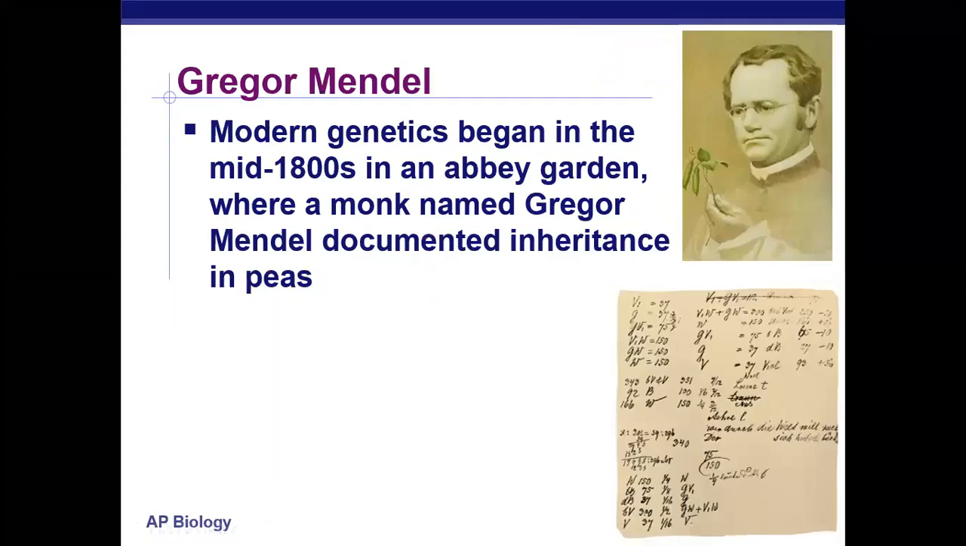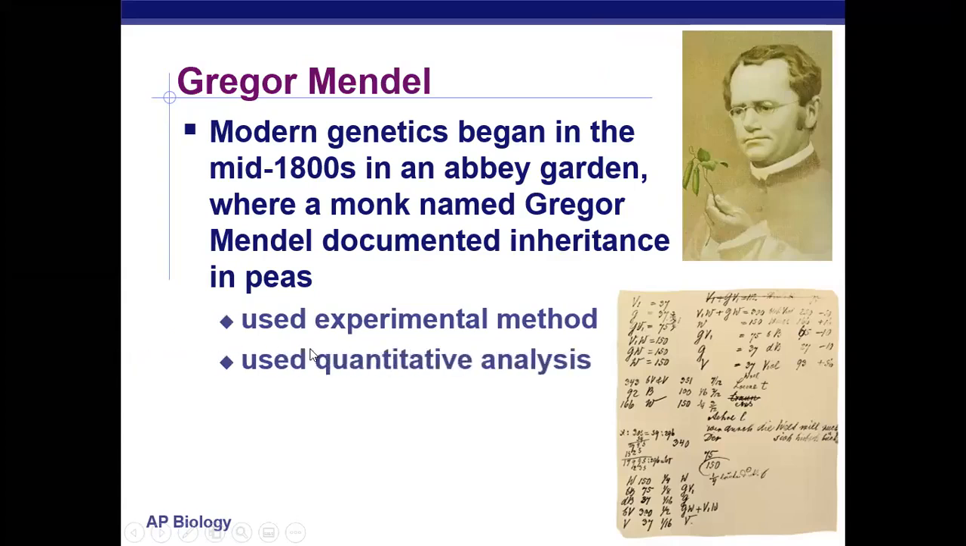So modern genetics begin in the mid 1800s, that would be the 19th century, in an abbey garden where a monk named Gregor Mendel documented inheritance in peas. And once again, you have to remember, we only know things happened because he documented it. He wrote everything he did down. He was meticulous in his notes and his numbers and what he mixed with what.